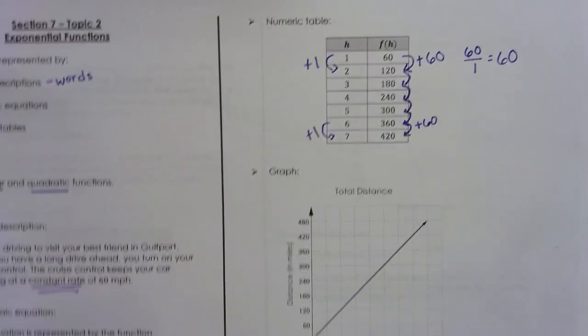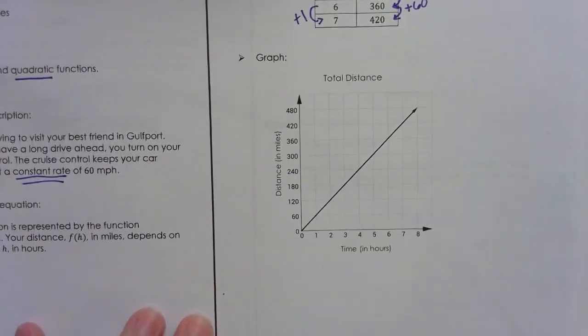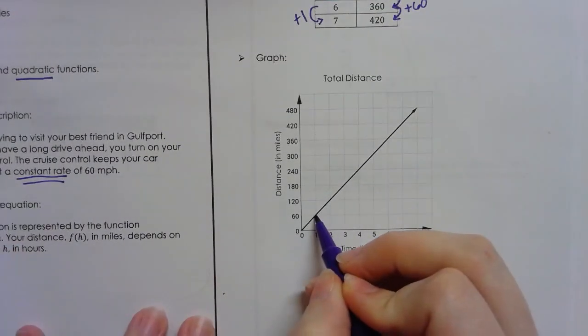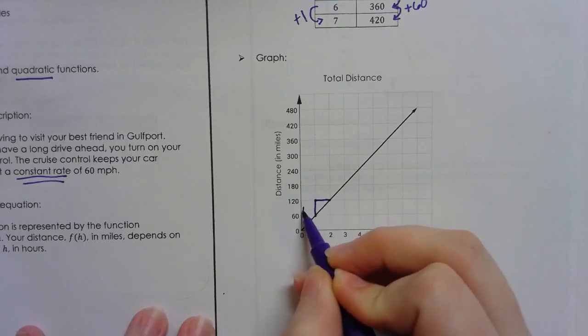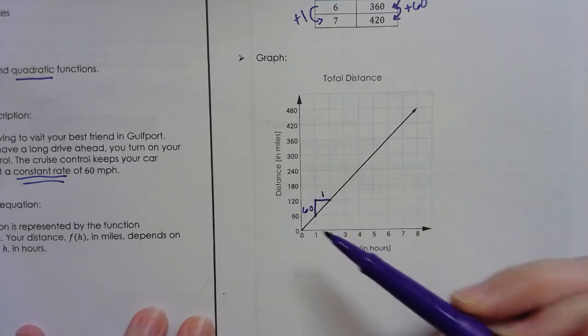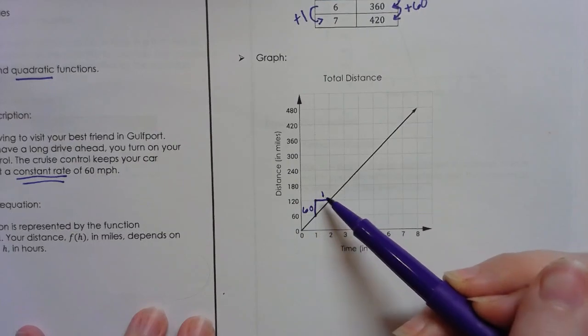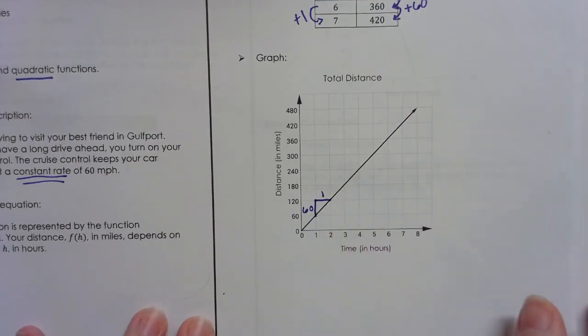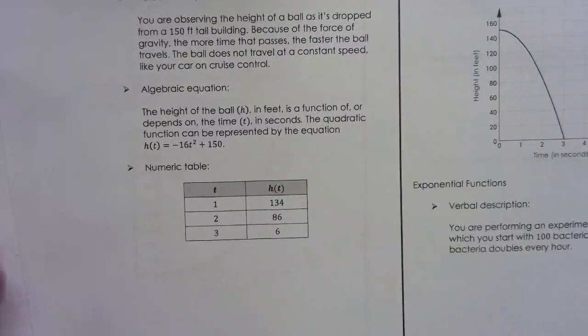Okay. And then on a graph, the way we could tell that it was linear was by looking at slope again, rise over run. And every time it rises 60, it runs 1. So that's how we knew that a graph was linear. Hopefully all of this is sounding pretty familiar to you.